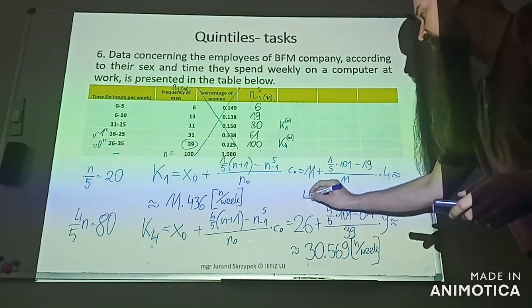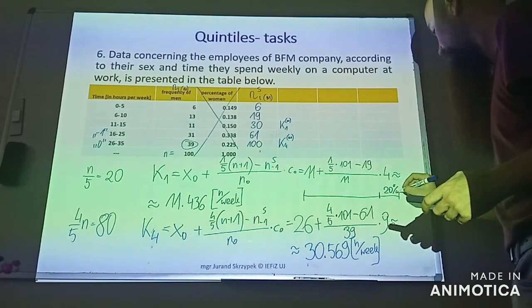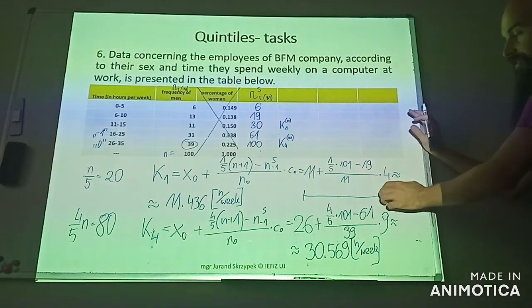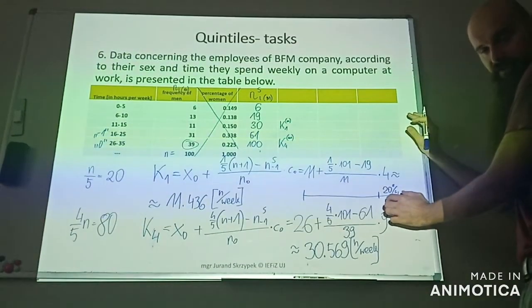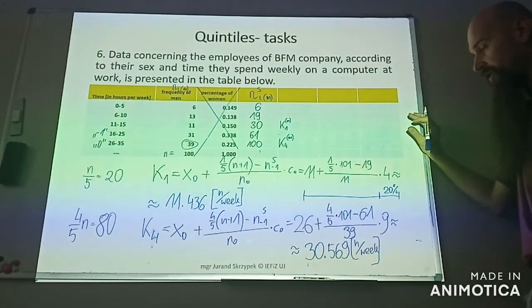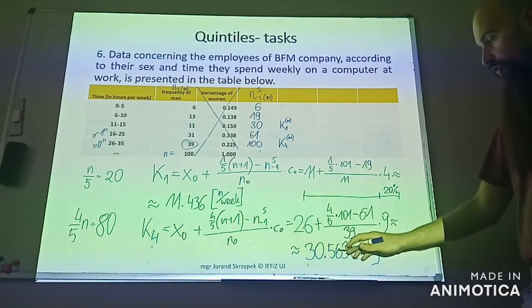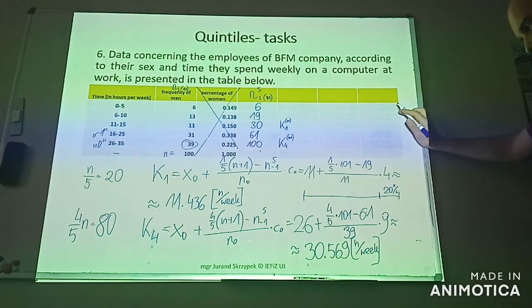So it means that the group of 20% of men who spend the most time in front of the computer are characterized by the appropriate amount of time not lower than about 30.6 hours per week. This is the interpretation of this measure.